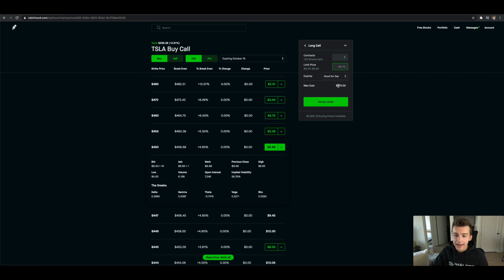Then you see this max cost. What does this mean? If you're putting a limit price here at 670, you're going to get filled at that price or better. So it's going to be that price or lower. You're not going to pay more than that. That's why they have this max cost.